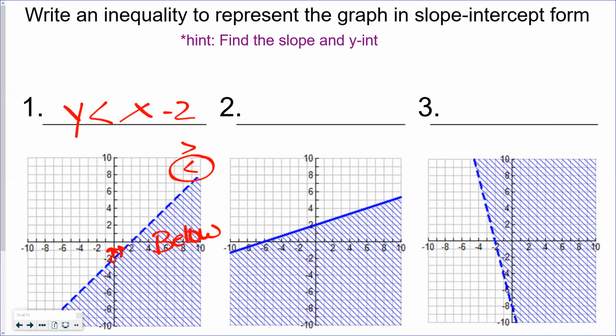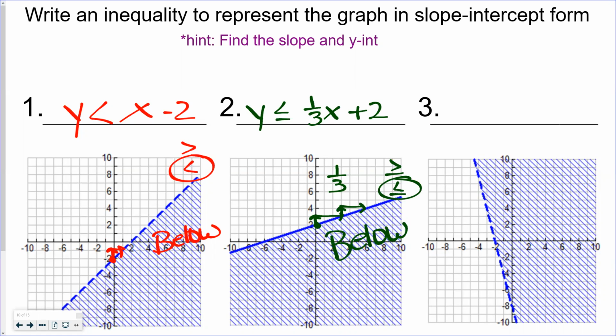Okay, let's try the same thing. This time I have a +2 for a y-intercept. My slope is up 1, right 3. So I rise 1 and I go right 3. So 1/3 x plus 2. Then I need to figure out my inequality. Solid line, less than or equal or greater than or equal to? Well, I am below the line. So if I am below the line, that makes me less than or equal to.